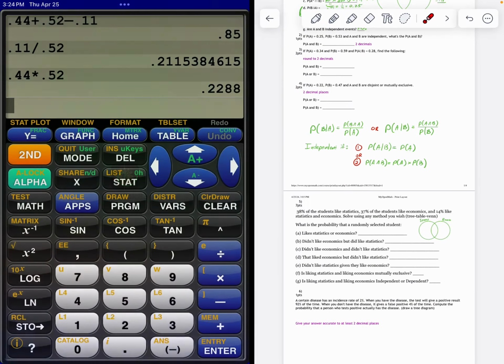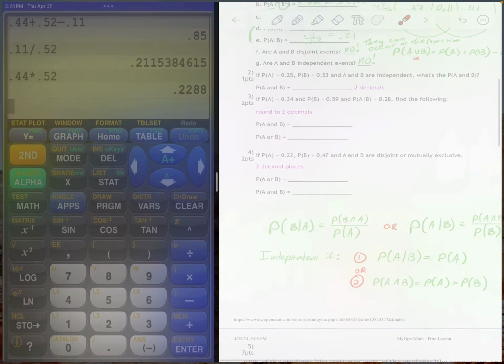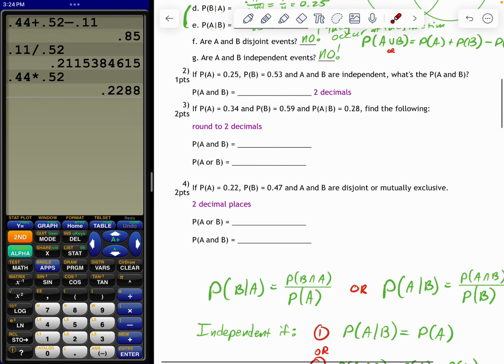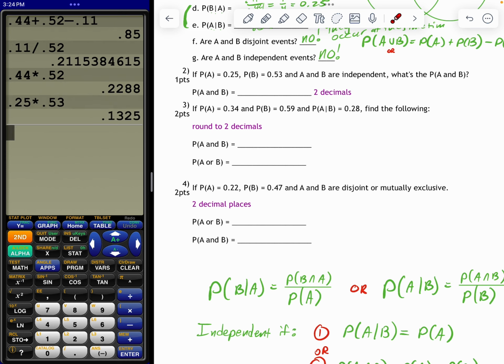That's it. 0.25, and that's it. So if you see, round it to 2 decimals, it says so 0.13. That's it for number 2.